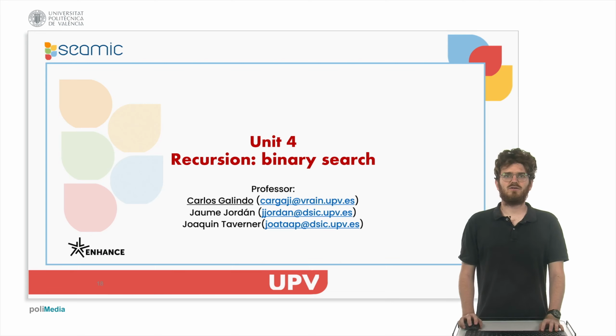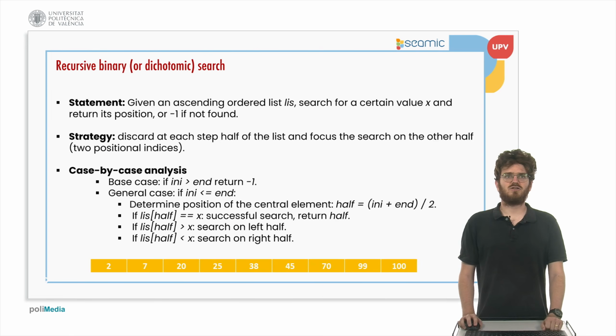Welcome. In this video we're going to learn a recursive strategy called binary search, which is very useful for finding elements in a list that has already been sorted into ascending order. So the general problem is that we have a list and we want to find a value within that list.